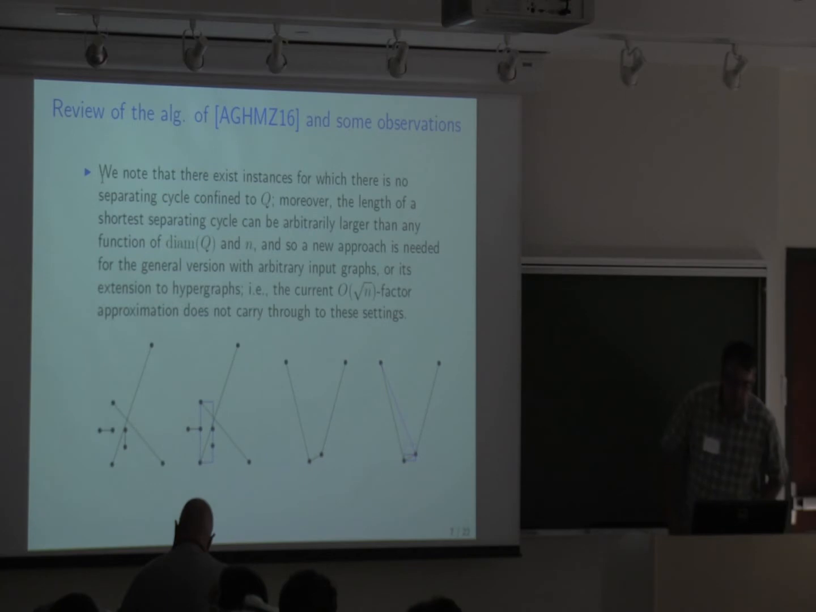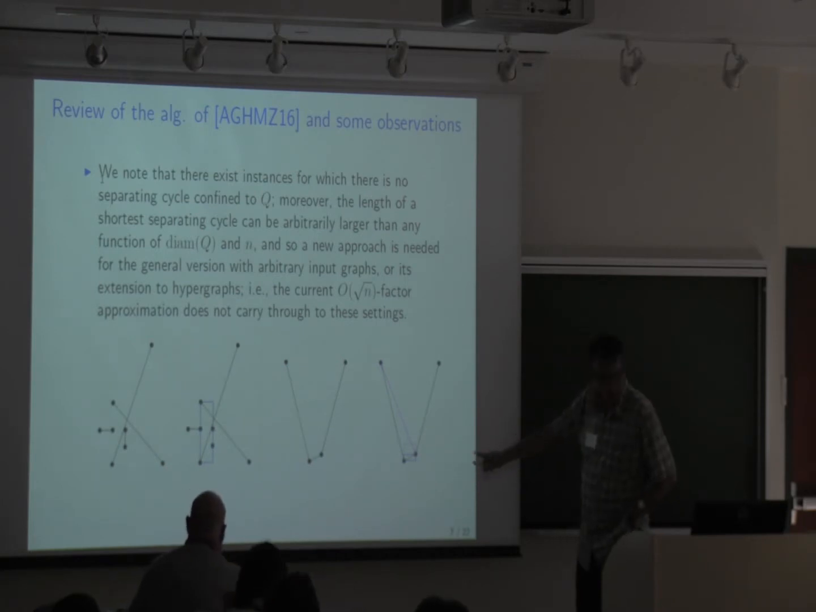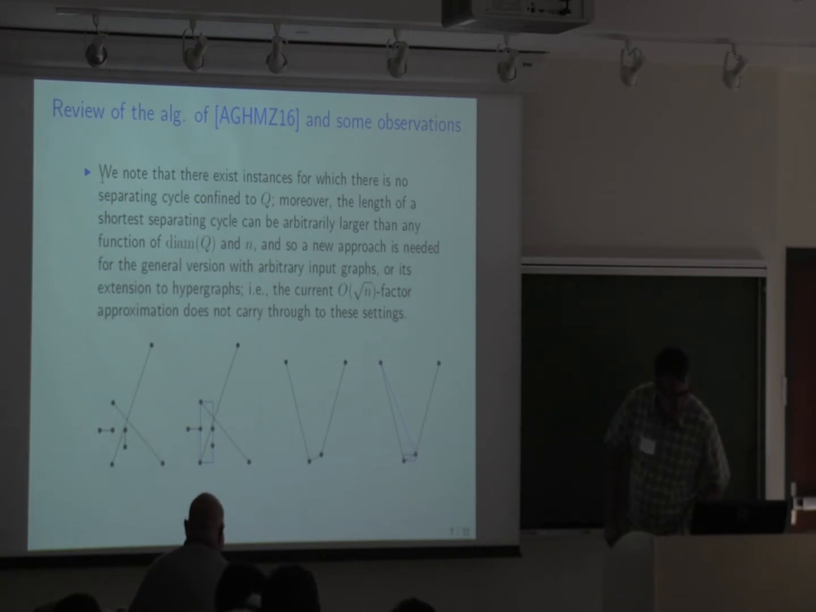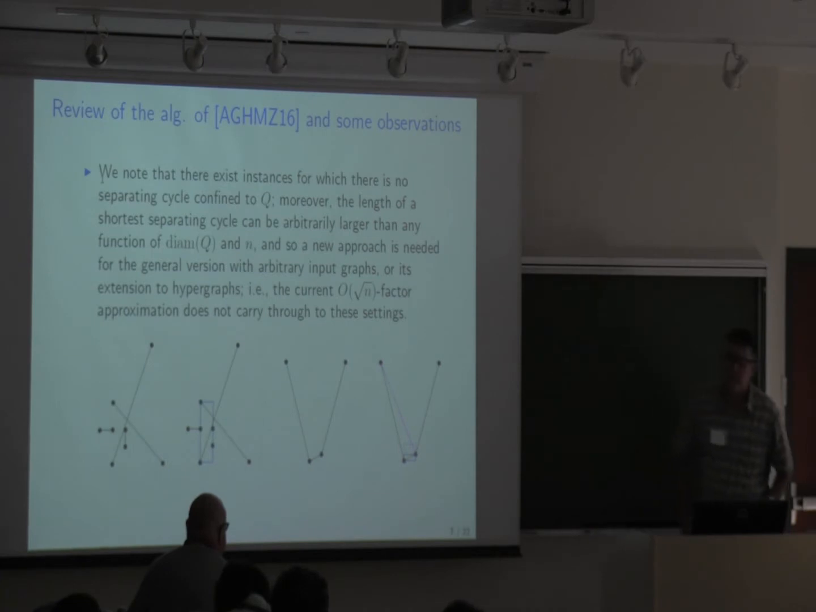But this idea won't work if you look at other examples. For instance, this one on the right with 4 points and 3 pairs, because your rectangle would be very small here, and then you won't be able to separate. So the shortest cycle is actually this one here. It's not confined to the small container that you compute.